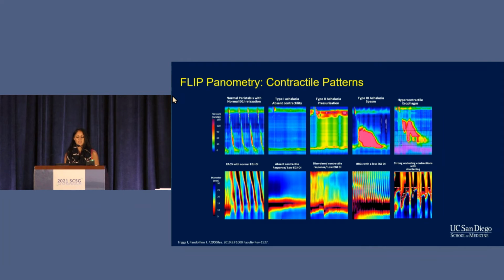So in some cases, we'll see these repetitive contractions, but they're moving retrograde rather than antegrade. These are RRCs. Or sometimes, if any of you have used FLIP, you'll feel the esophagus shortening. You'll feel a really strong occluding contraction. So we refer to these as strong occluding contractions. These are patterns that we see in patients with hypercontractile esophagus, distal esophageal spasm, or type 3 achalasia.